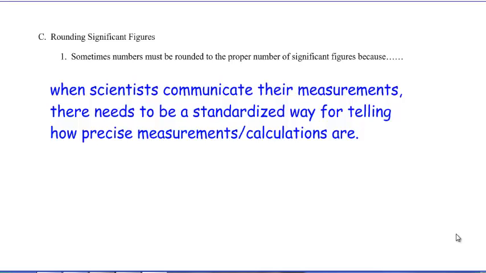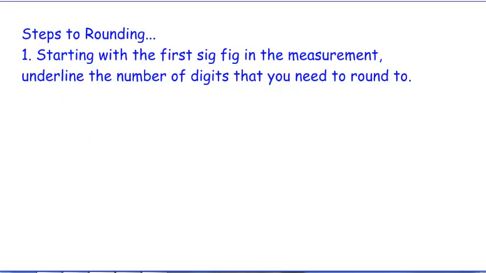This lesson corresponds with Roman numeral 2C in the significant figure notes, rounding significant figures. Sometimes numbers must be rounded to the proper number of significant figures because when scientists communicate their measurements, there needs to be a standardized way for telling how precise measurements and calculations are. When you're rounding, follow these simple steps.